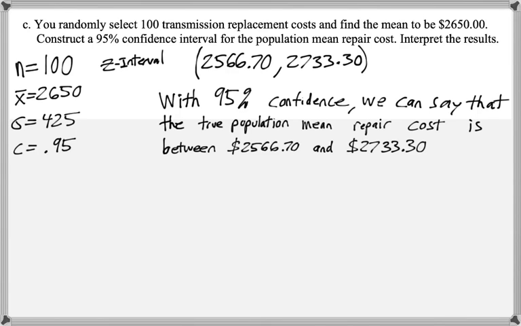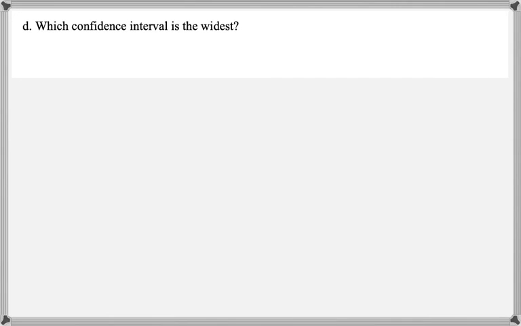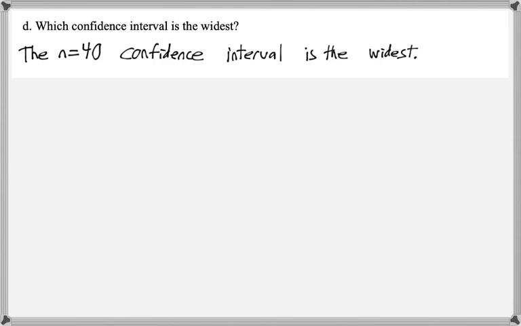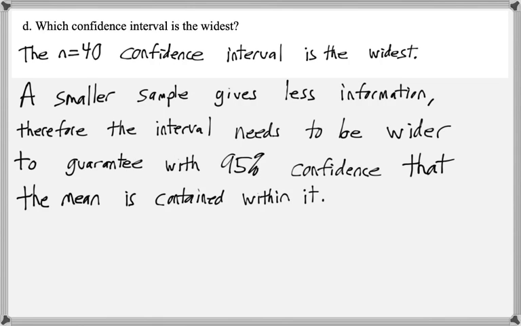$2,733.30. Part D says, which confidence interval is the widest? So the first one, with a sample size of 40, has the largest range of values. So that is the widest. And this is because a smaller sample gives less information. Therefore, the interval needs to be wider to guarantee with 95% confidence that the mean is contained within it.